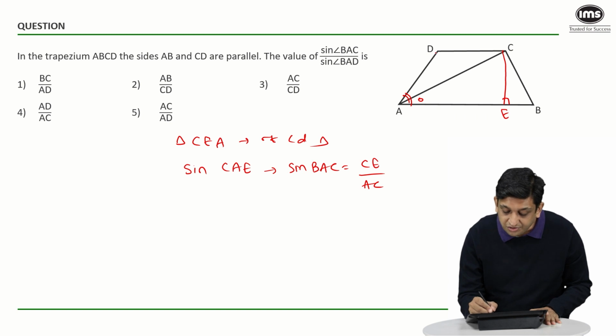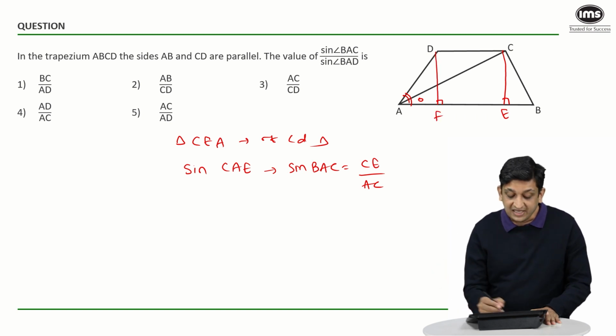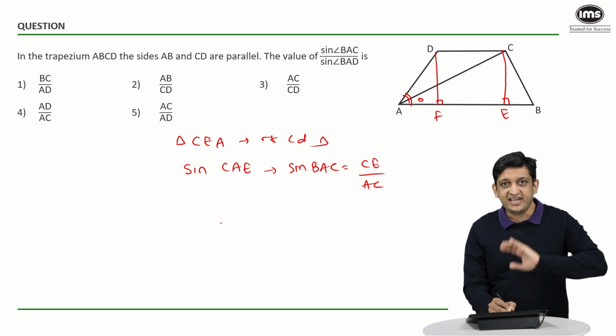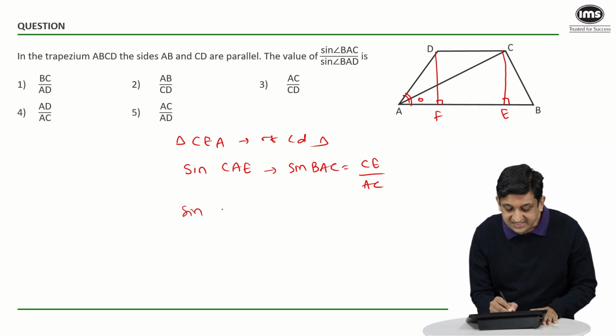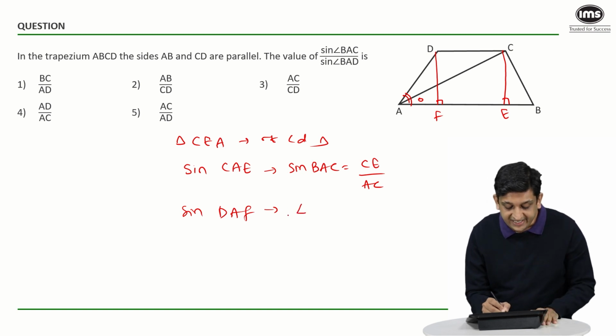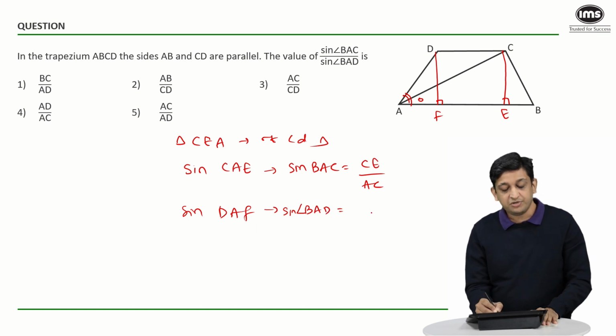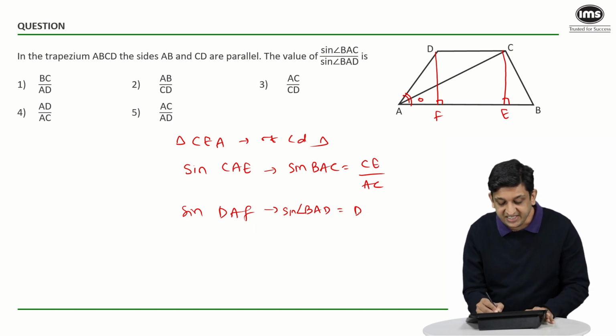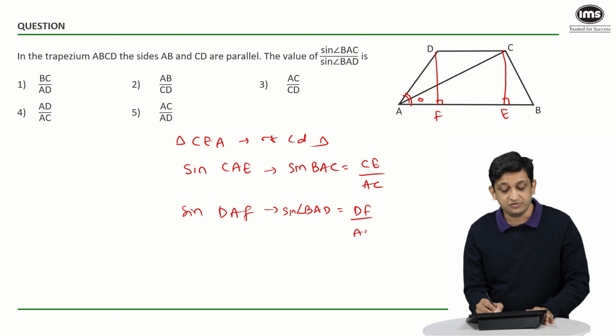Similarly, if I drop a perpendicular from D to AB and I call it DF, then in triangle DAF, what can we say about sine of angle DAF? Or you can also say sine of angle BAD, it's the same angle that we have. So sine of angle BAD is going to be nothing but opposite side, which is DF, divided by hypotenuse, which is AD. So this is what we have got in this case.